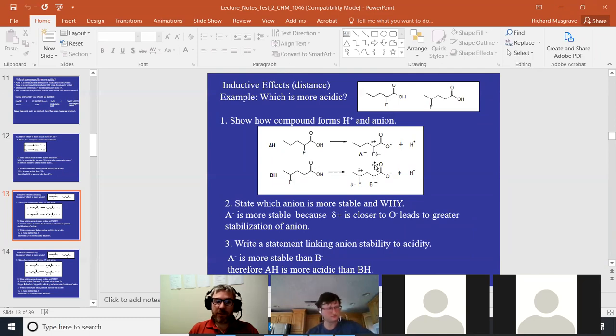So the worst thing for students generally tends to be this business of having to write in the delta pluses and delta minuses. A lot of students don't like doing it. I think it's against their religion or something. But they'll try to avoid writing them in. In fact, I'll get answers like A minus is more stable because F is closer. Well, it's kind of glossing over the reason. Really, there's a reason that it's more stable, and it's because the F being closer puts a delta plus closer to the O minus, which produces the stabilization.